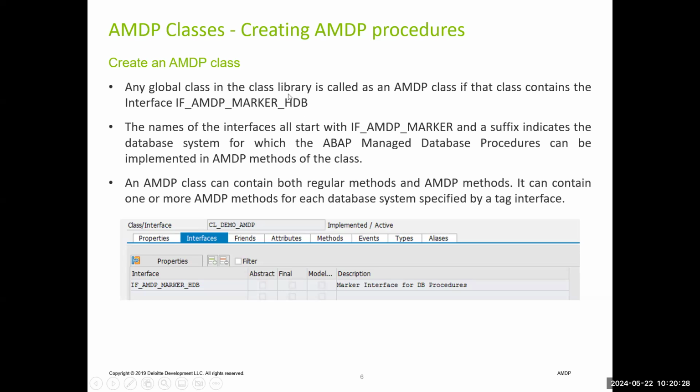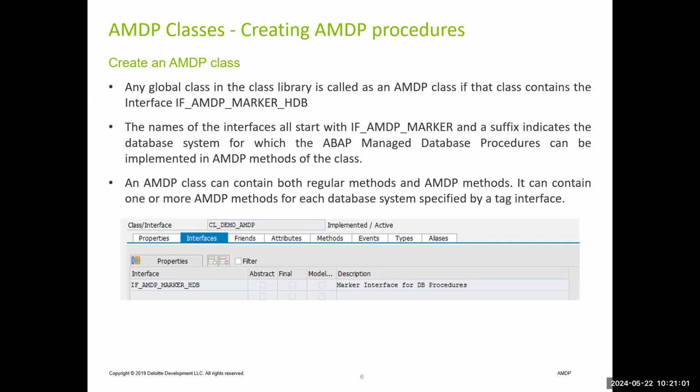The last keyword is the name of the database that we are using. Currently, it is HDB, which is HANA database. But as I said, going forward, we would be able to create AMDP procedures for other databases as well, like IBM DB2 or Oracle, whatever database that we are using. And an AMDP class can contain both regular and AMDP methods.